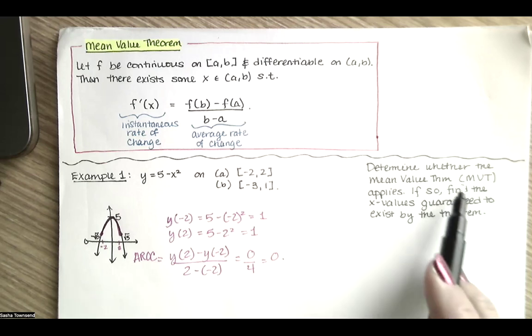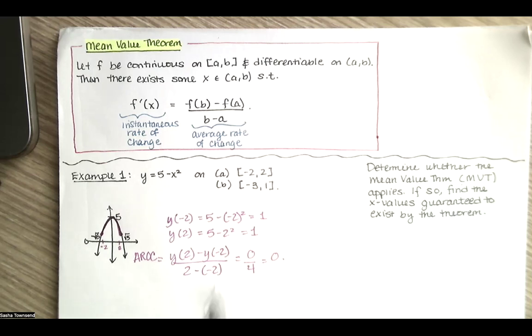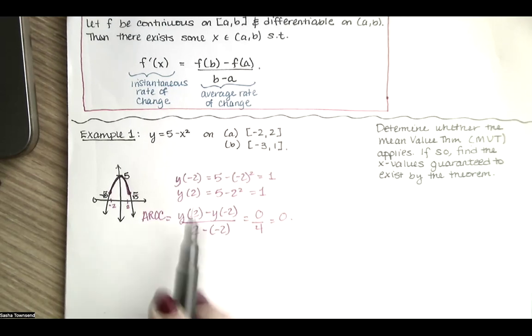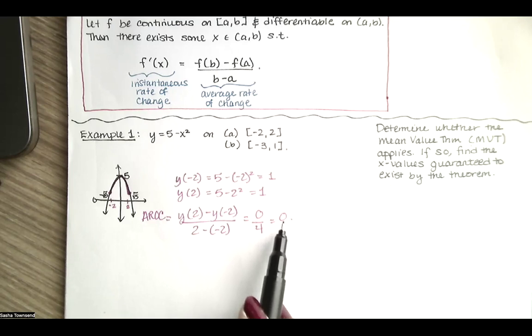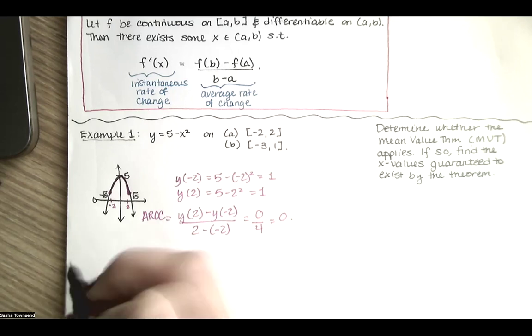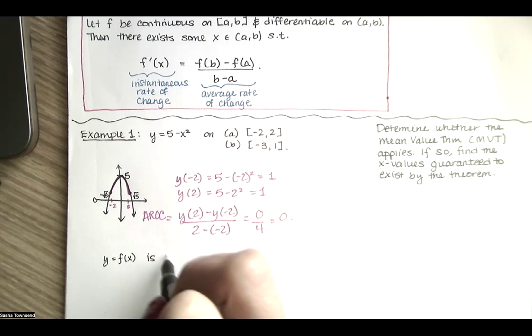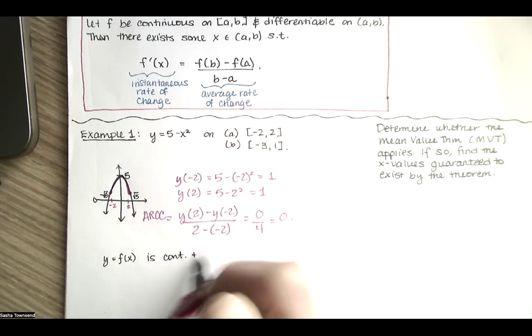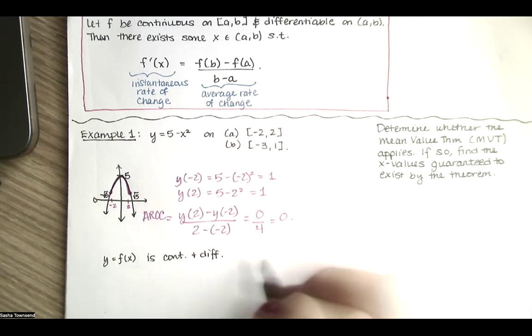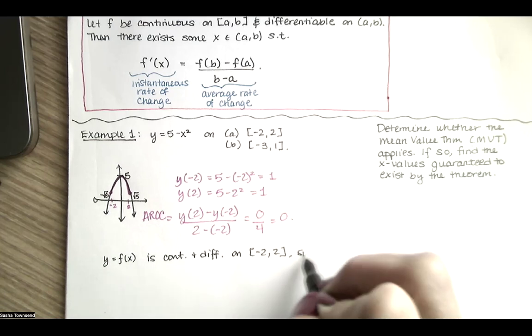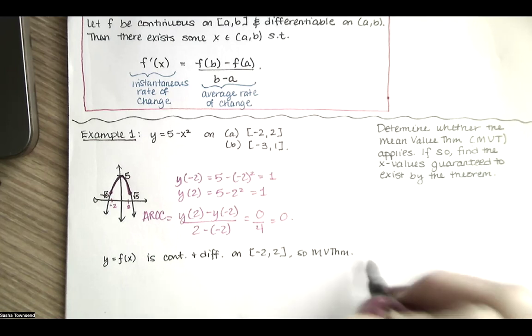So the question is, does the mean value theorem apply? Yes, it does. And of course, we're looking at the special case in this example where the average rate of change is 0. So that's actually Rolle's theorem, which is a special case of the mean value theorem. So let's say y equals f of x is continuous and differentiable on the interval from -2 to 2. So the mean value theorem applies.